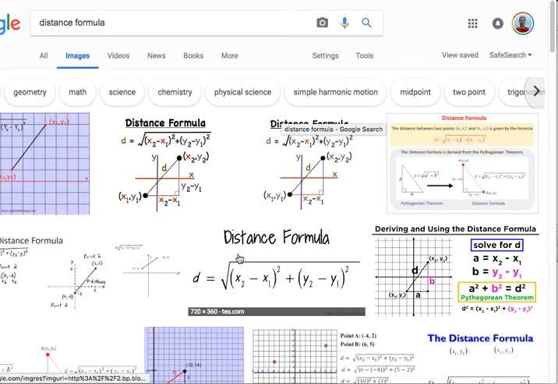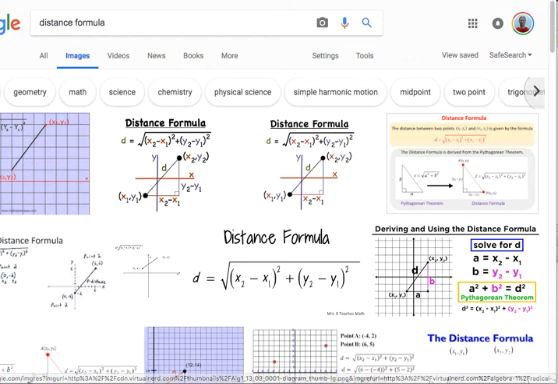We've seen this before. The square root of the difference of the x's squared plus the difference of the y's squared. I'll speak in a moment at the end of this video as to why that's true, but for now, we just need to implement that. Difference of the x's squared plus the difference of the y's, quantity squared.